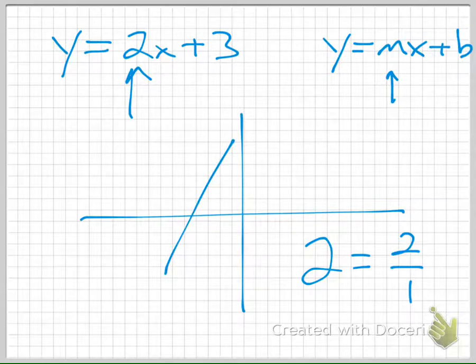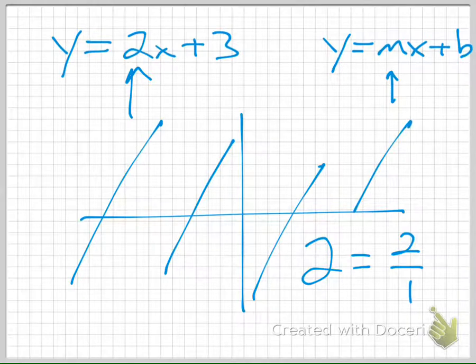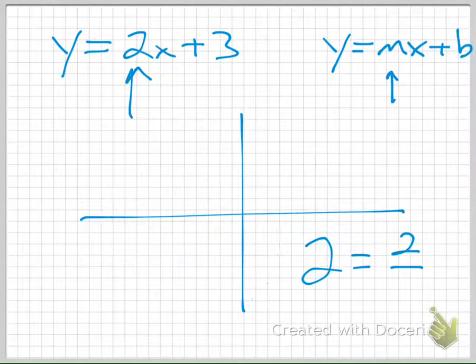The problem is, is it right there? Or is it right here? Or is it right here? Or is it over here? Or is it over here? You see what I'm saying? Any of those have a slope of 2. So we have to know exactly where it's at on the coordinate plane. Well, that's where b comes in.